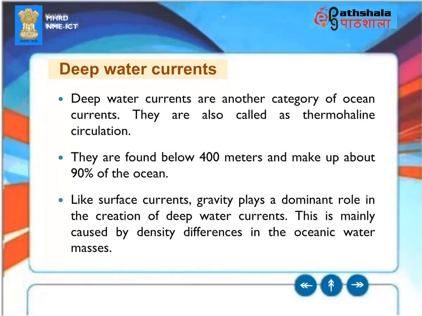Deep water currents. Deep water currents are another category of ocean currents. They are also called thermohaline circulation. They are found below 400 meters and make up about 90% of the ocean. Like surface currents, gravity plays a dominant role in the creation of deep water currents. This is mainly caused by density differences in the oceanic water masses.